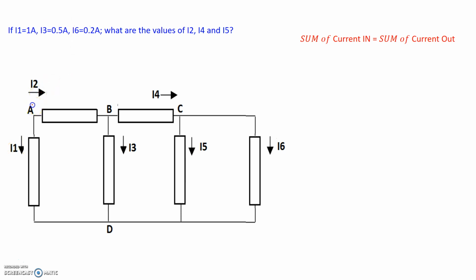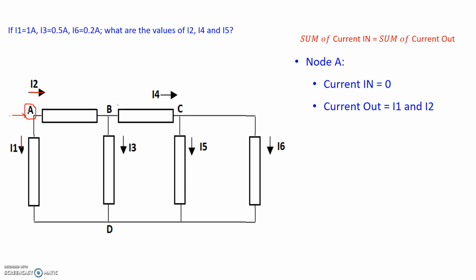So let's start out with node A. If you look at node A, the total current coming into the node is equal to 0, because you don't see any current arrows going into node A. However, we do see the current coming out of node A is I1, and there's also I2 coming out of node A. So 0 current is coming in, but I1 and I2 are going out combined.